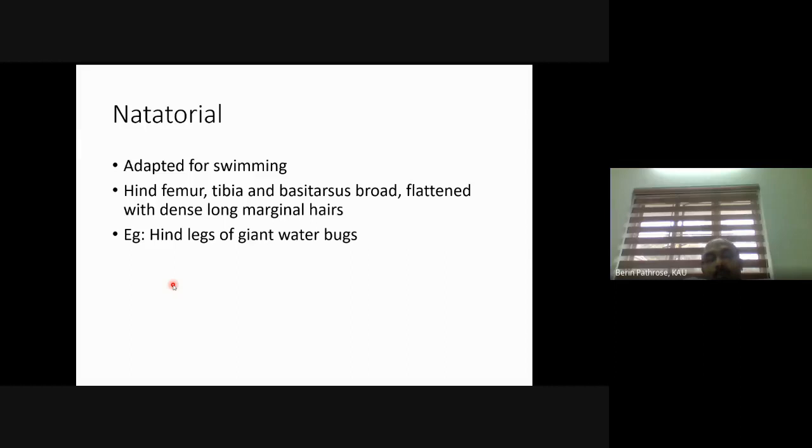The body parts are modified, different kinds of modifications are there, and these modifications enable them to occupy different habitats and to survive different obstacles. So the natatorial legs, seen in aquatic insects, are used for swimming, adapted for swimming.